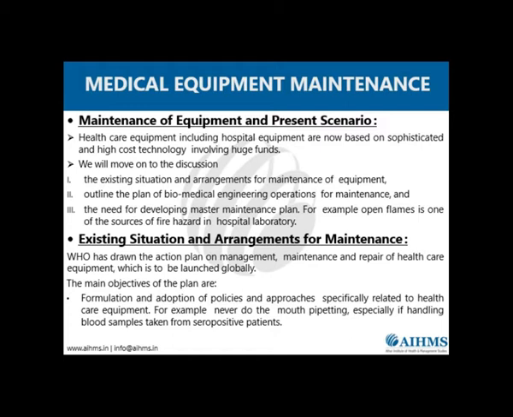You have to see the existing situation, and make arrangements for the maintenance of the equipment. You have to make an outline of the plan of the biomedical engineering operations. How many engineers do you require, what about the calibration part, the annual maintenance, and the servicing of the equipment, whether it will be every 3 months, every 6 months, or every 12 months. It is very important.